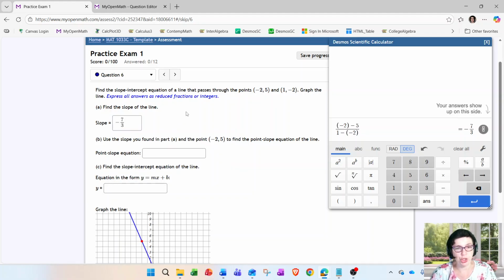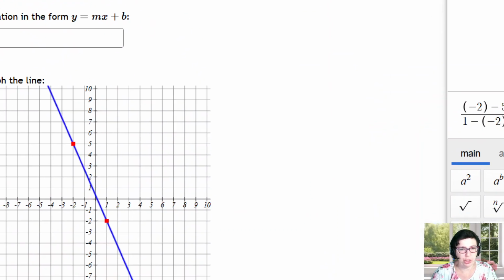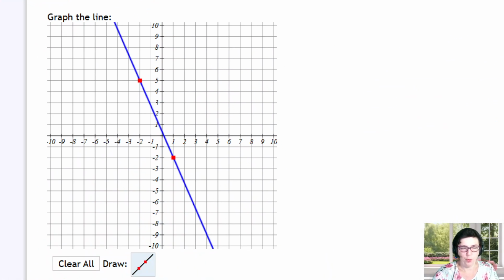Now, I want you to check it by looking at the graph of the line. Is that really negative 7 over 3? Let's check that out. Let's start from left to right. We're going to start with the red point, this one, and we need to go to, I'm going to make this one green, this point, from left to right. How do we do that?